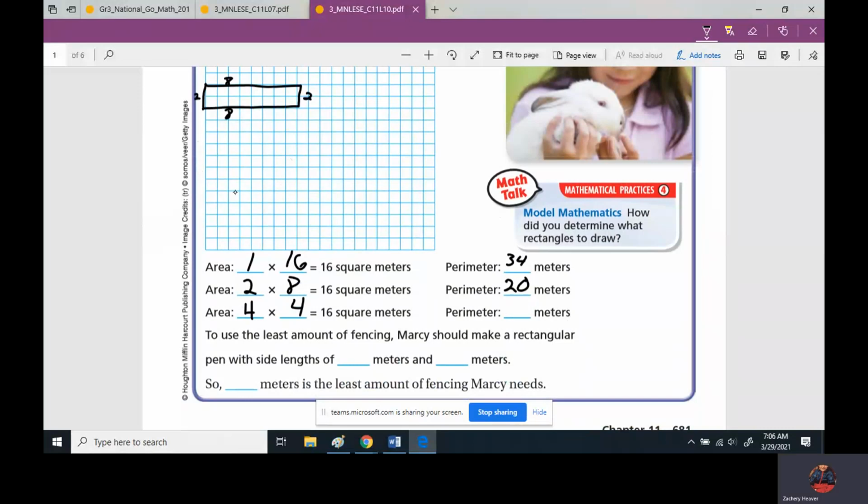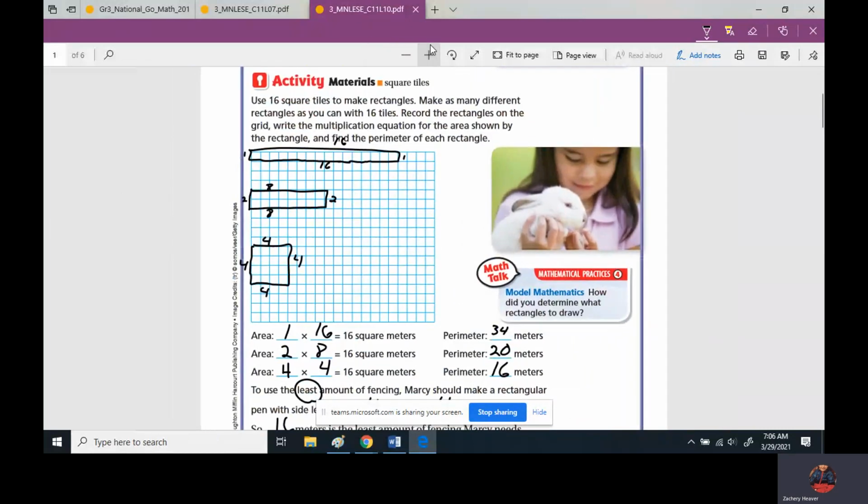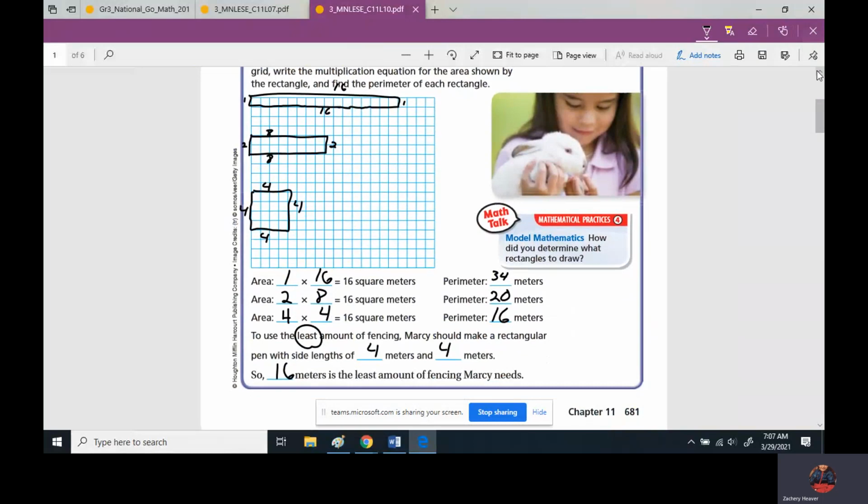So we just go 4 down, like that, and each side is 4. It's 4, 8, 12, 16. So to have the least amount of fencing, she needs to make one that is 4 meters by 4 meters. So 16 meters is going to be the least amount of fencing that Marcy needs. 16 is going to be the absolute least that she can have.